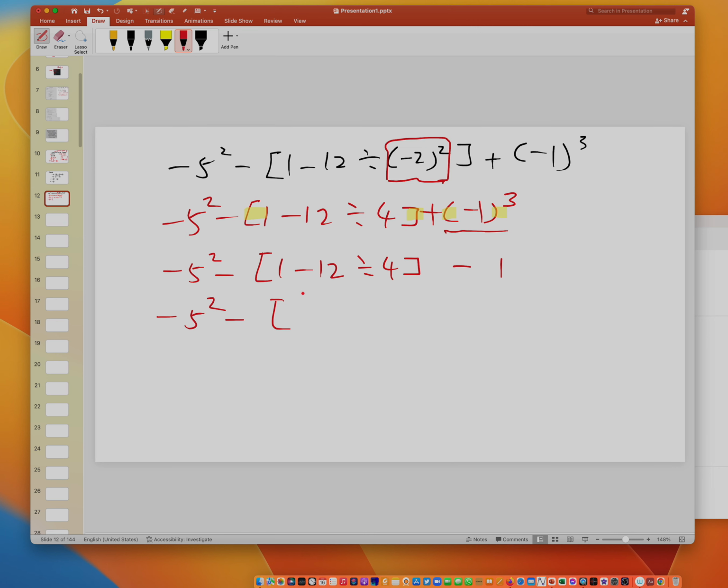But inside the medium bracket, which one do you do first? I see a minus. I see divide. Yeah, divide first. Right? And then what do you do next? 1 minus 3, right? Because you need to do the bracket first. 1 minus 3 is -2, right? Negative. Yeah, -2.